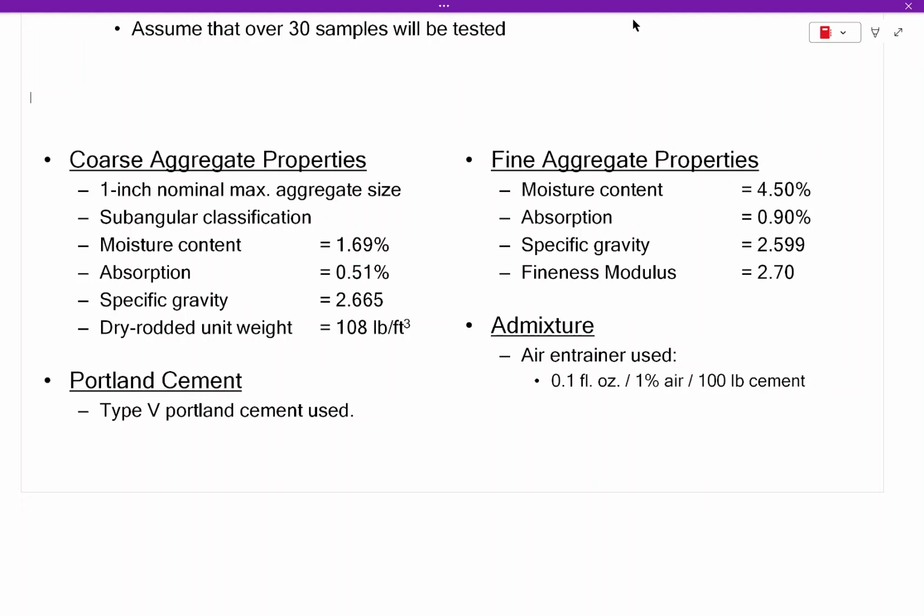Got the specific gravities, got the fineness modulus for the fine aggregate, dry rodded unit weight for the coarse aggregate. I know that we're using type 5 Portland cement and we're using an air entrainer. This seems complicated, but trust me, it's pretty easy. All right, ready to go? Let's do it.